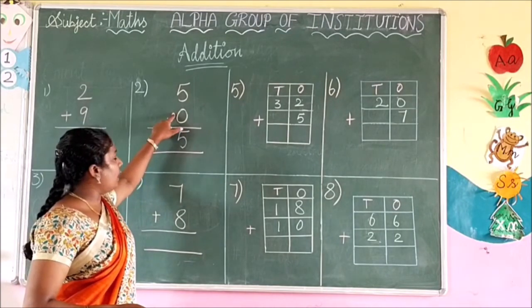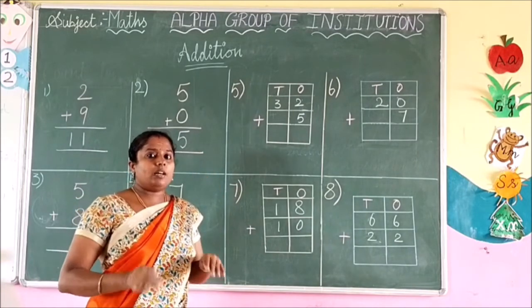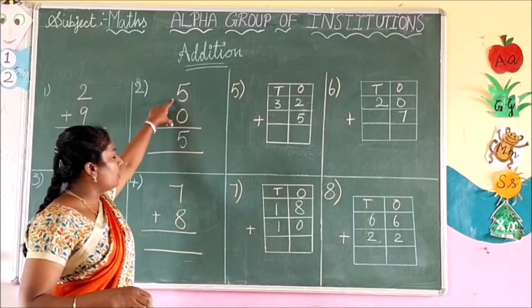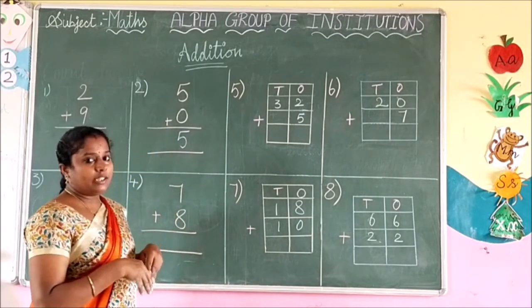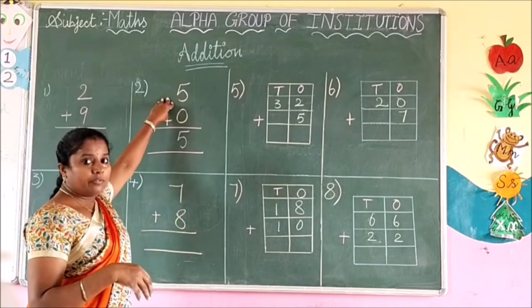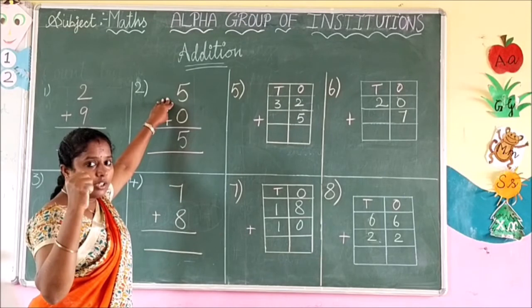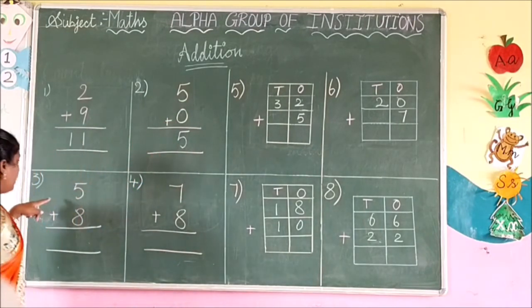When we add any number with 0, the same number will come. 0 will not come. It's the same number. Because we are adding, collecting together all the things. So 5 in the mind, 0 in the finger. So 5 plus 0, 5. Okay, shall we go to the next one?